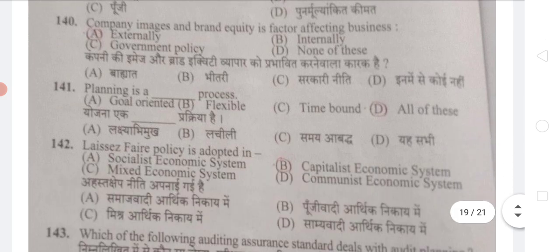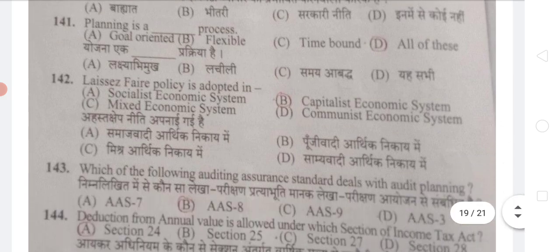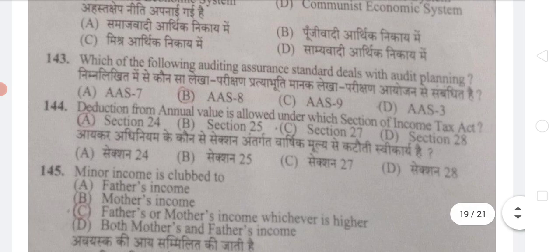Externally. Planning is a dash process. D. All of these: goal oriented, flexible, time bound. Laissez-faire policy is adopted in B. Capitalist economic system. Which of the following auditing assurance standards deals with audit planning? B. AAS 8. Deduction from annual value is allowed under which section of Income Tax Act?